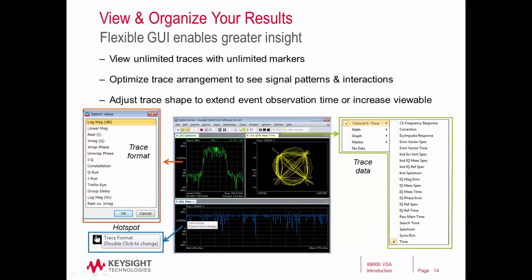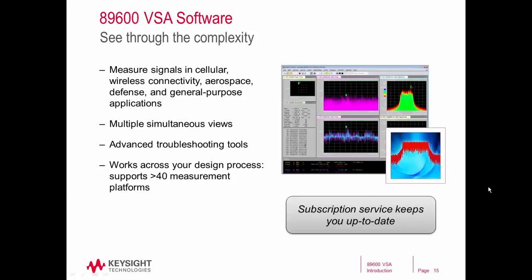To summarize some of the key capabilities we talked about today in the 89600 VSA software, we talked about the broad format and standard coverage for applications like cellular, wireless connectivity, and aerospace and defense. We talked about the multiple simultaneous views, so unlimited number of traces, and multi-measurements to measure and analyze signals at the same time. We also talked about the advanced troubleshooting tools like the unlimited markers, the capture and playback capability, and the color-coded traces. And then lastly, we touched on the ability to connect the 89600 VSA software to a variety of different hardware front ends to make your measurement acquisition.